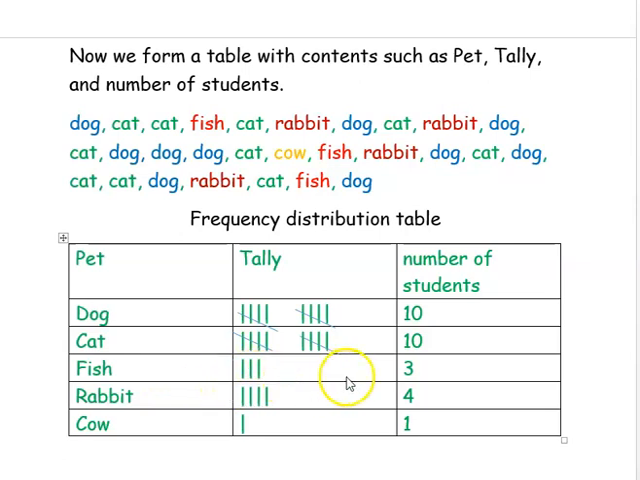So fish I have taken 3 and then rabbit 1, 2, 3, 4 rabbits. So I have drawn 4 tally marks, and cow, we have only one student has cow as the pet animal. So I have put 1. So this is the way I have formed the frequency distribution table for the given information.